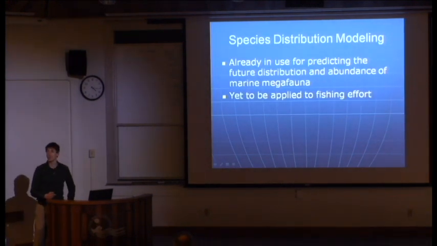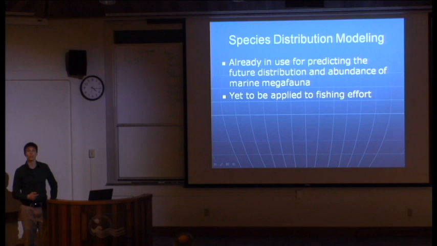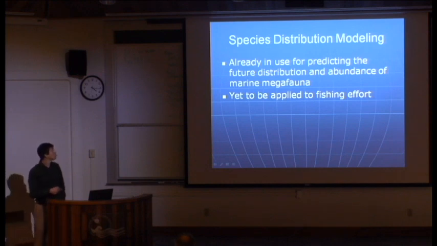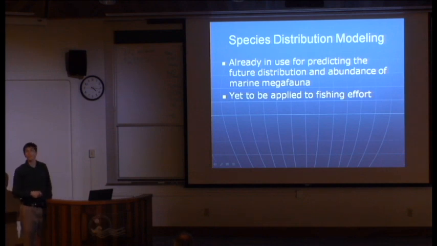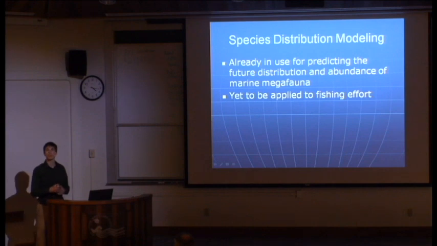This leads us to species distribution modeling, which has been applied to a lot of different areas of ecological research. It's already being used for predicting the future distribution and abundance of marine megafauna. But this hasn't really been done for fishing effort yet. Of course, it could be done just as well for fishing effort. You're just predicting the distribution of the fishing vessels themselves rather than the species that they're after.